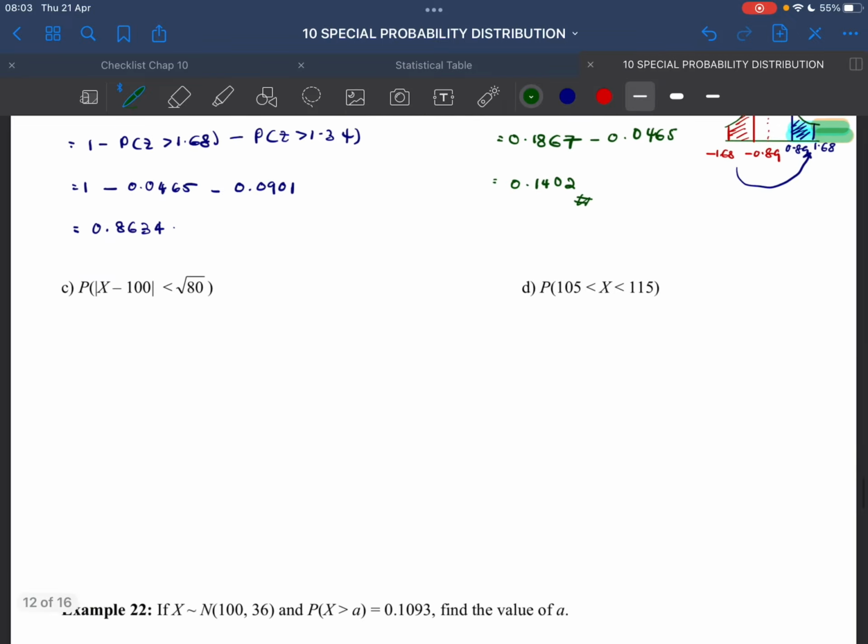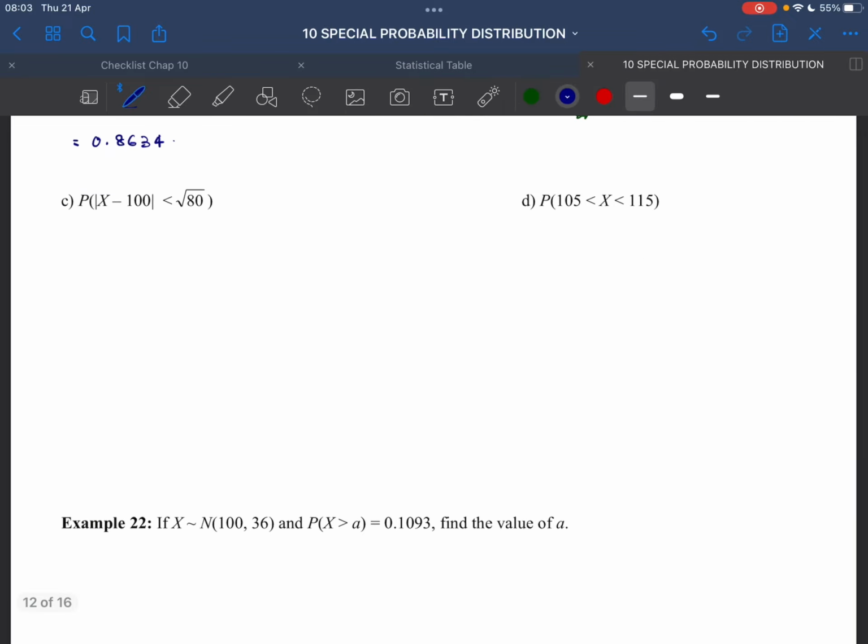Okay, so let's see next question. P(|X - 100| < square root 80). So first make sure you have to write the definition of the modulus first. Okay, so here should be P(negative square root 80 < X - 100 < square root 80). So we simplify, we should get P(negative square root 80 + 100 < X < square root 80 + 100). Okay, so that is X.